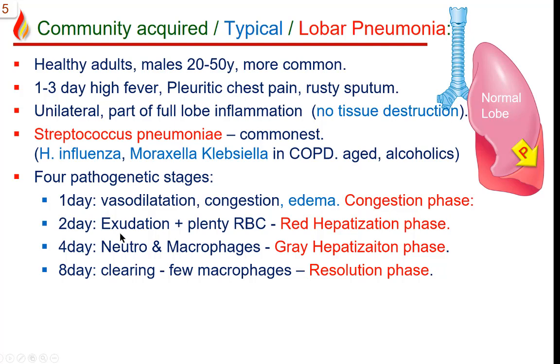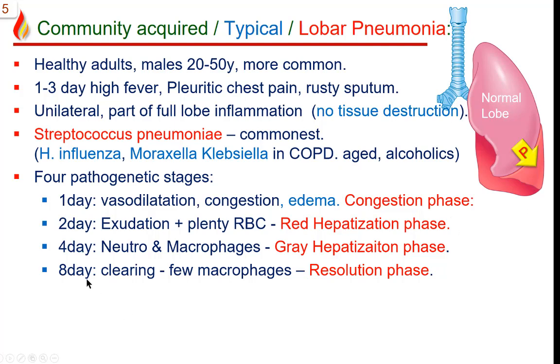Second day is exudation. Plenty of RBCs are also released into the alveolar lumen. And this time the lung becomes red, heavy. So it looks like a liver. So it's known as red hepatization phase.